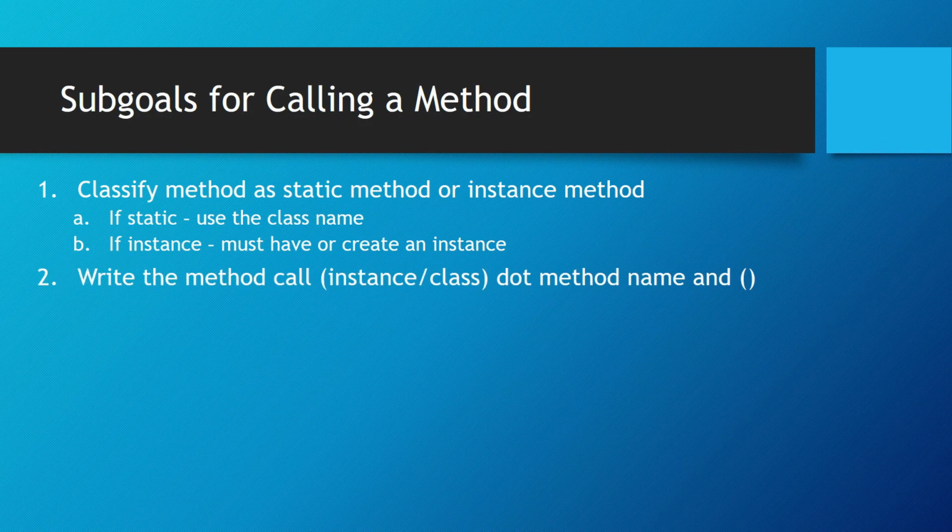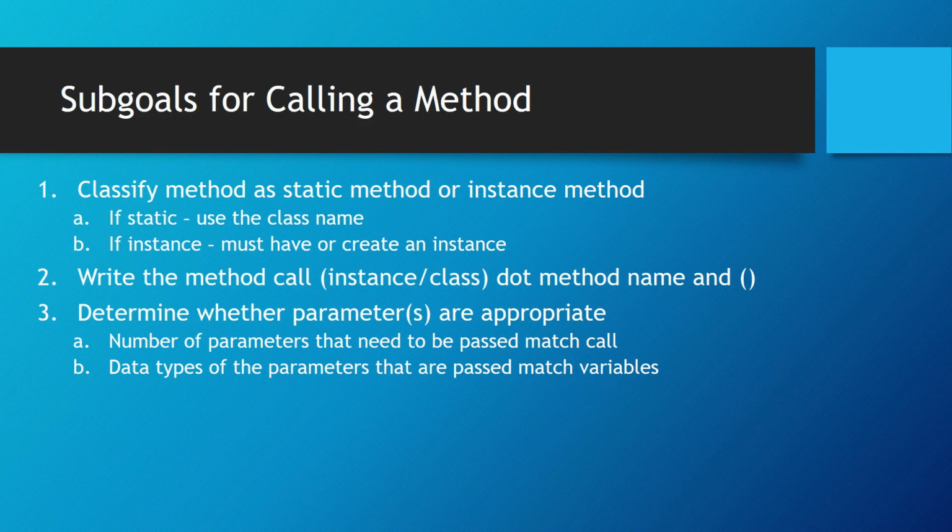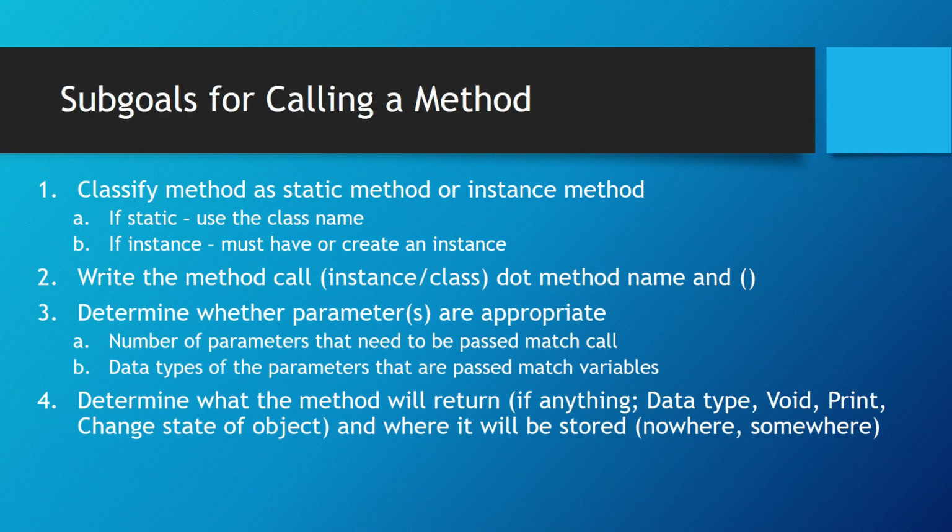For the second subgoal, we write the method call using the instance or class name, .method name, and open and close parentheses. For the third subgoal, we need to determine whether the parameters are appropriate. This has two parts: the number of parameters that need to be passed, and the data types of those parameters. For the fourth subgoal, we determine what the method will return, if anything, and where it will be stored.